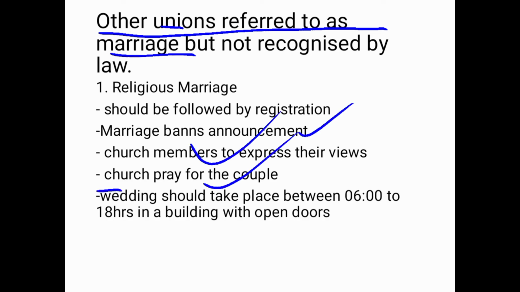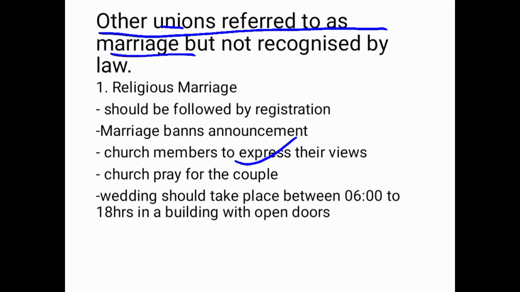There is a process that is involved when conducting a marriage in church. The first thing is the announcement of the marriage bans. Here, the church priest informs the church, or the elders inform the church, to say there are two parties who want to get married. The church members have got time to express their views.